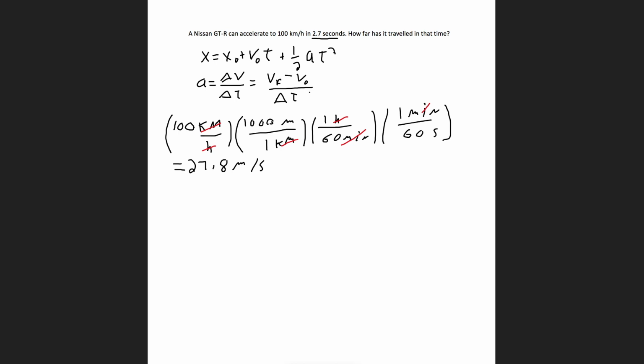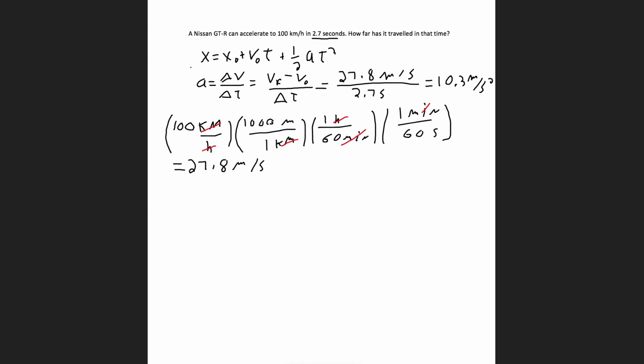So now plugging that into our equation, here we have acceleration equals delta v divided by delta t equals v final minus v initial divided by delta t. That's equal to 27.8 meters per second, our change in velocity, divided by our change in time, which is 2.7 seconds. Do the division and we get about 10.3 meters per second squared as our acceleration, because we have meters per second divided by seconds. And meters per second squared is the units we'd expect for acceleration.